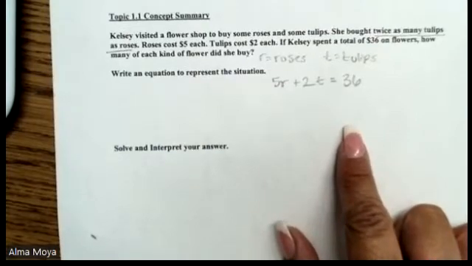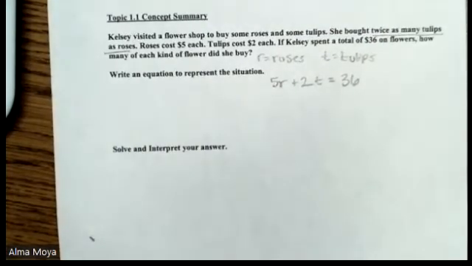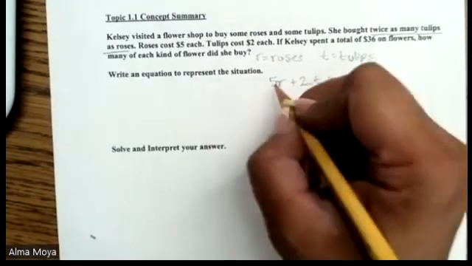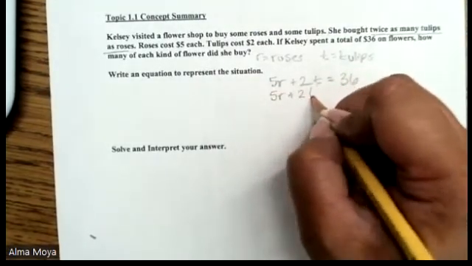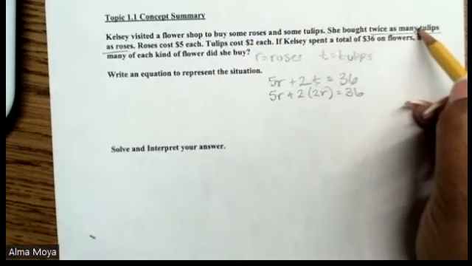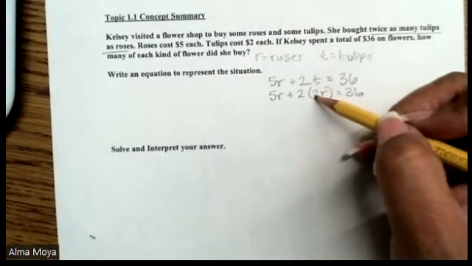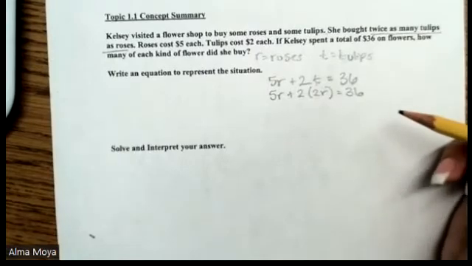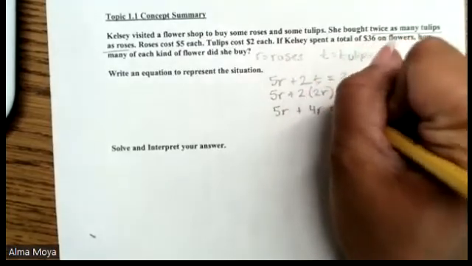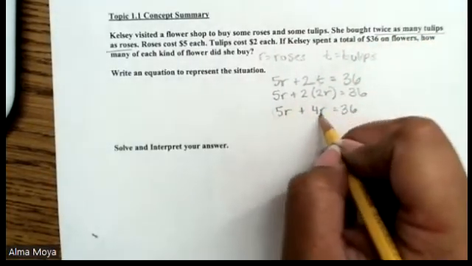Now this is where I'm going to go into how it says she bought twice as many tulips. So because she bought twice as many tulips, I'm going to replace the tulips. So right here, I'm going to replace that with a 2R. Because she bought twice as many tulips, whatever the roses is, she has to multiply that by 2. Now I'm going to solve this. So this is going to be 5R plus 4R equals 36. I'm going to combine like terms.